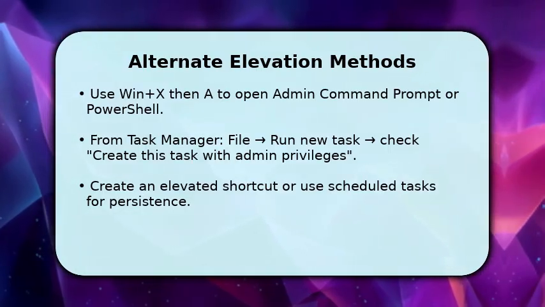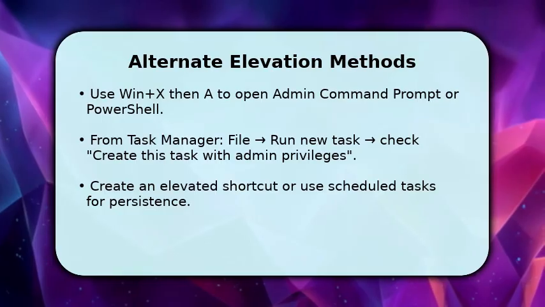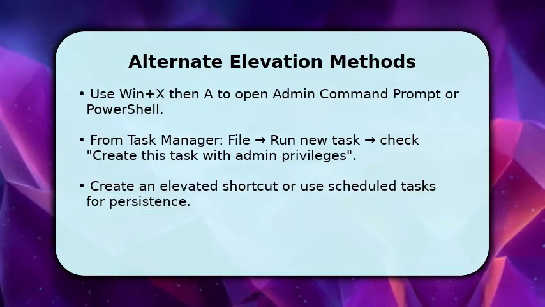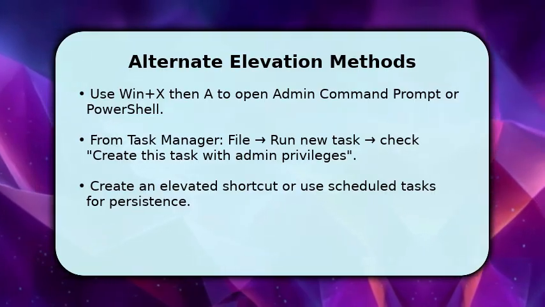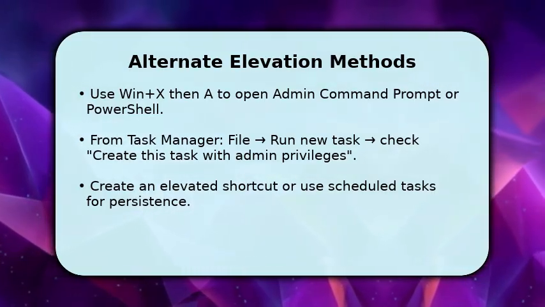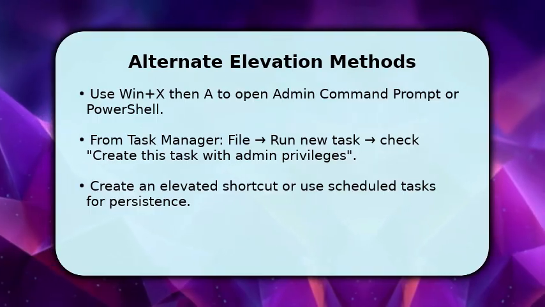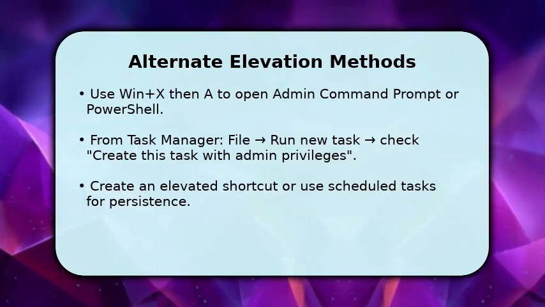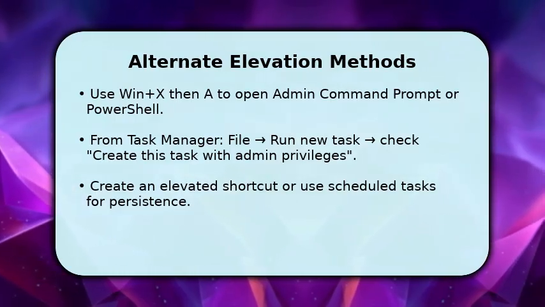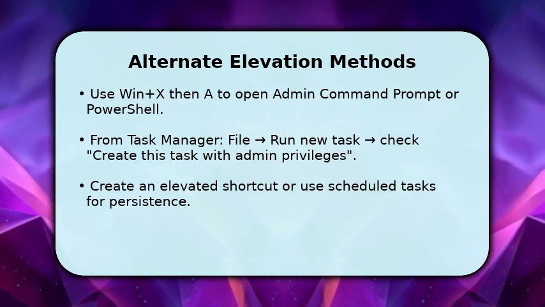Alternatively, open Task Manager, go to File, right arrow, Run New Task, enter cmd.exe, and check Create this task with administrative privileges. This bypasses some Start menu issues. For repeat use, make an elevated shortcut or register a scheduled task to run with highest privileges. These methods help when you need consistent elevated access for scripts or troubleshooting.